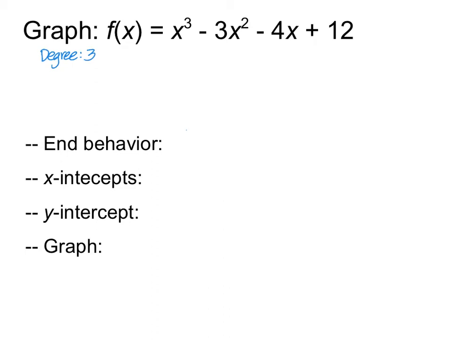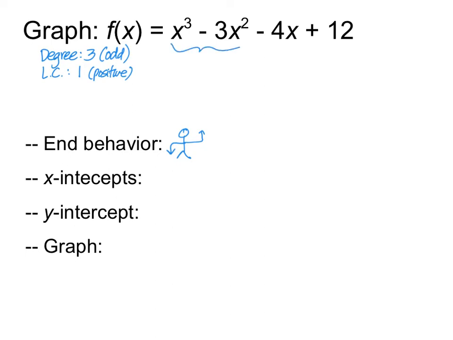And so we would know that the end behavior, because the leading coefficient is 1, which is positive, and the degree is 3, which is odd, would be up on the right-hand side and down on the left-hand side. Okay, that's the end behavior. However, to get the x-intercept, I'm going to need to factor this.